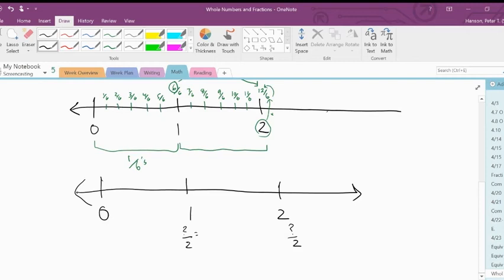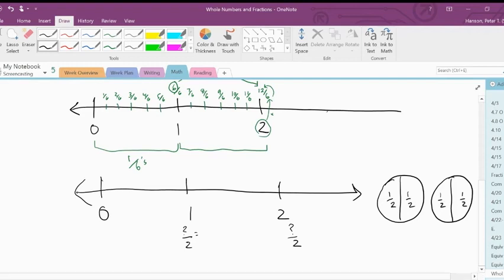Might even be easier to think of as a pizza. I've got 2 pizzas and they're both divided in half. How many total halves do I have? I've got 1 half, 1 half, 1 half, and 1 half. I've added them all together. Let's see what that looks like on our number line. Here, I'm going to divide this in half. I've got 1 over 2. Again, as I get to 1 whole, that is 2 over 2. So 2 halves is equal to 1 whole.